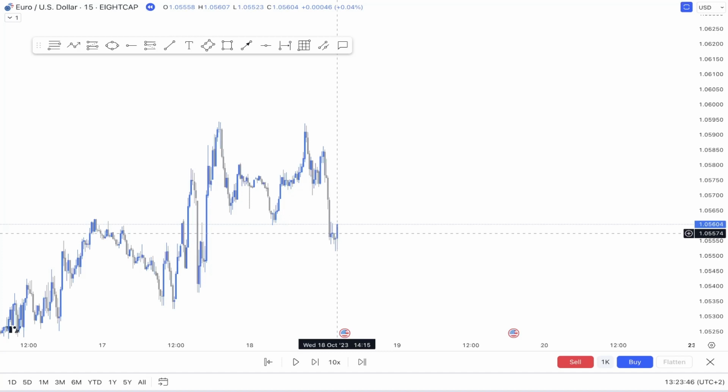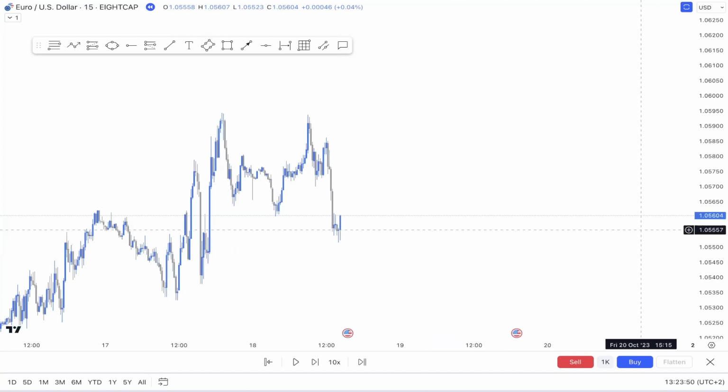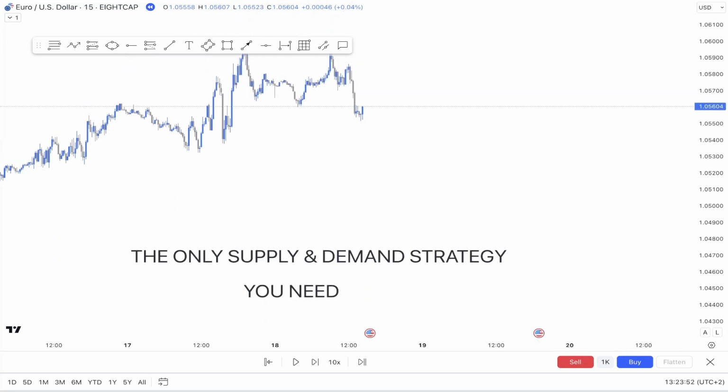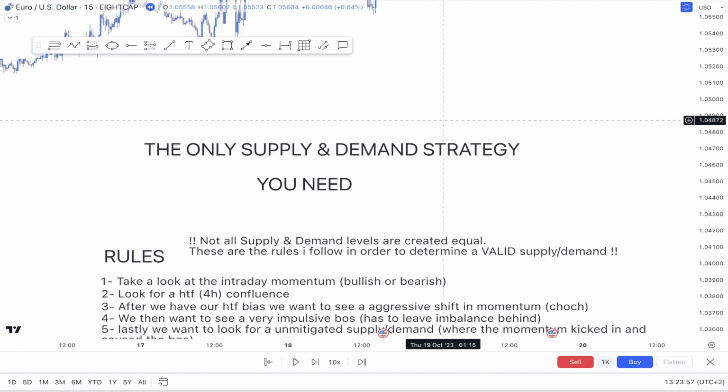And the first thing that I saw is the intraday momentum. Okay, that's the first step. All right, we know that from our rules. The first step, we have to look at the intraday momentum. Is it bullish or bearish?